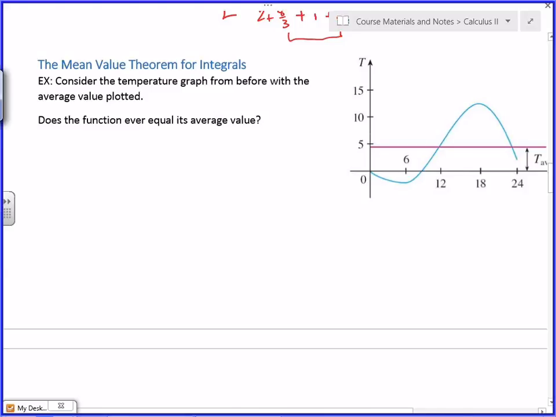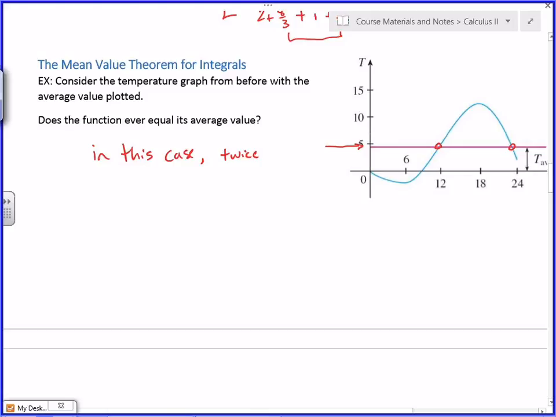So think about this temperature graph. I'm drawing on here where the average value would show up for this blue curve. Does the function ever equal its average value? Where? Yeah, close to here, around 12, and around 20. In this case, twice. Would that be the integral from 12 to 20? Well, no, not really. We don't need to find an integral from 12 to 24.